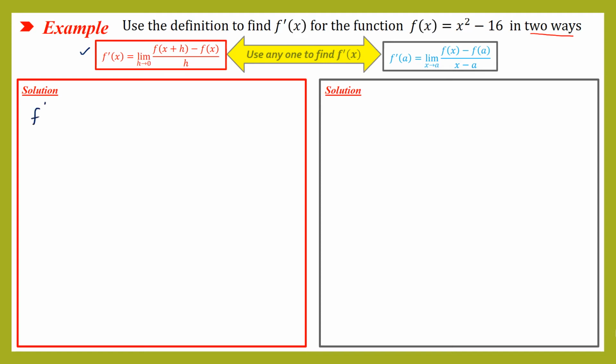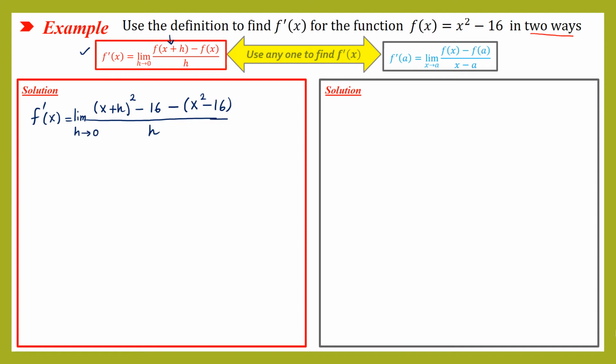So f prime of x equals limit f of x plus h. You have to replace x in the function by x plus h. So we have x plus h squared minus 16. This is f of x plus h minus f of x, and f of x is x squared minus 16, divided by h when h goes to 0.